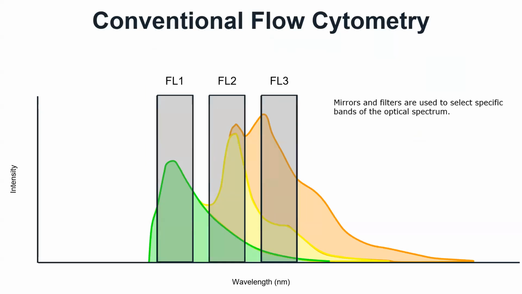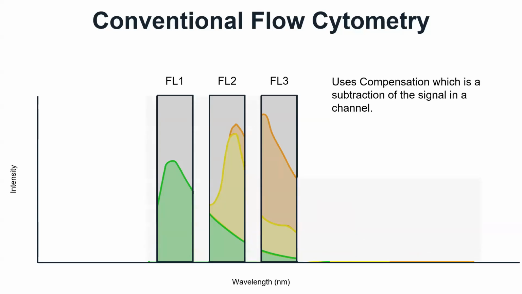Now, in conventional flow cytometers, what you have are mirrors and filters that are used to select specific bands of the optical spectrum. So you'll hear FL1, FL2, FL3, or detector 1, detector 2, detector 3, etc. And what it's doing is looking at the light just as you see it right here.